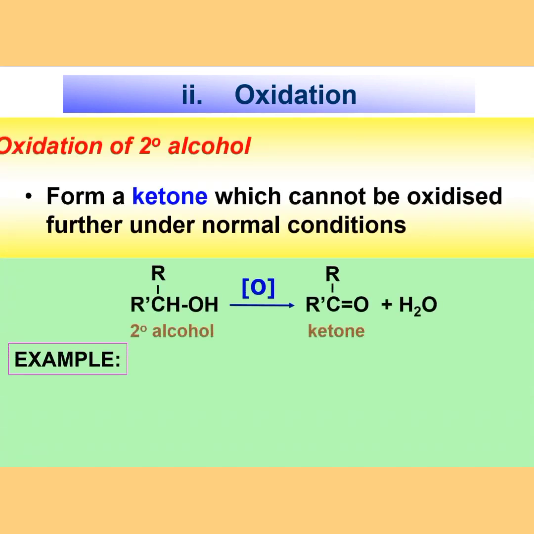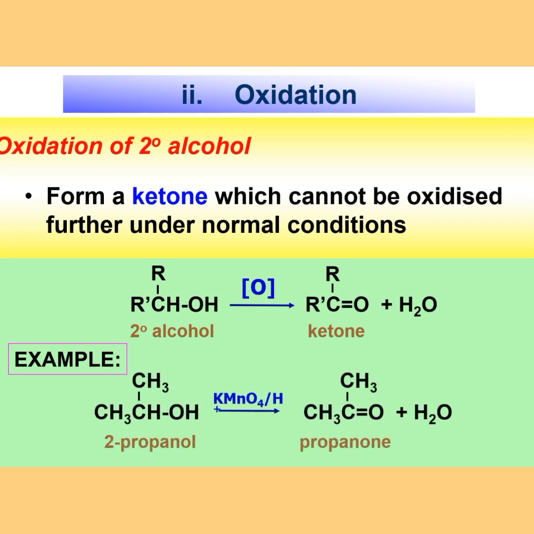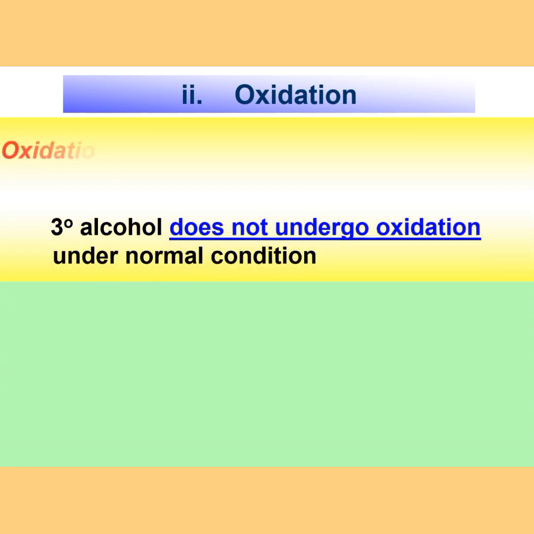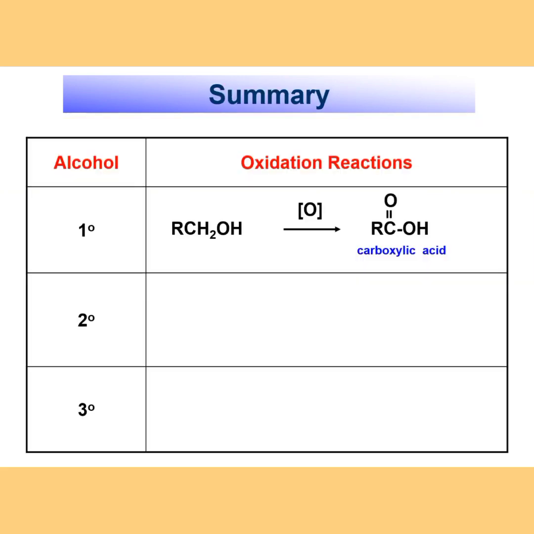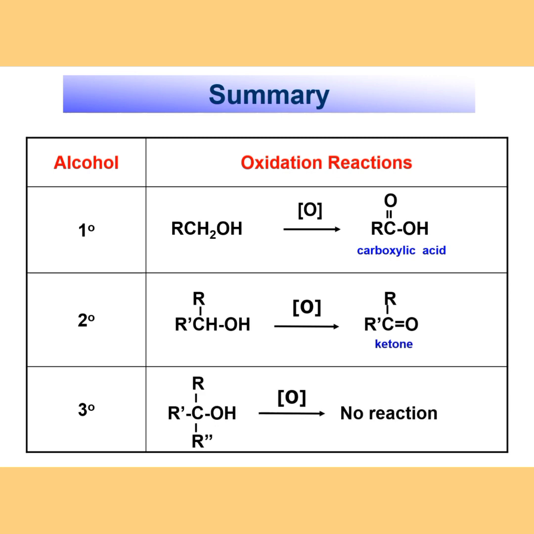Reactions of secondary alcohol will produce ketone. Tertiary alcohol does not undergo oxidation under normal conditions, so the tertiary alcohol will not produce any product. Summary: primary alcohol, when oxidized, will produce carboxylic acid. Secondary alcohol will produce ketone, and the tertiary alcohol does not react.